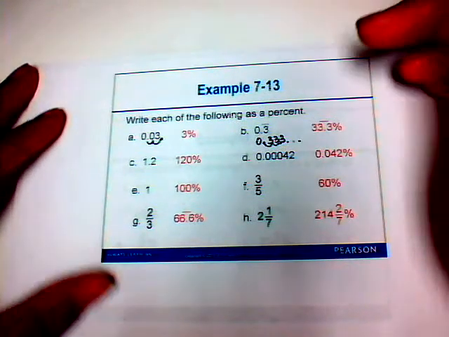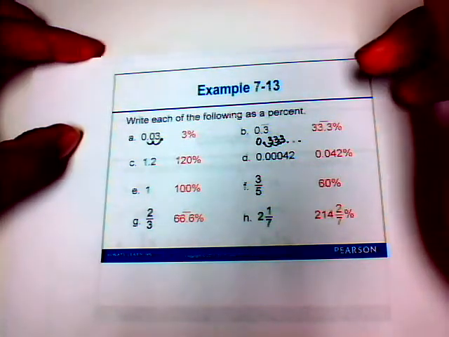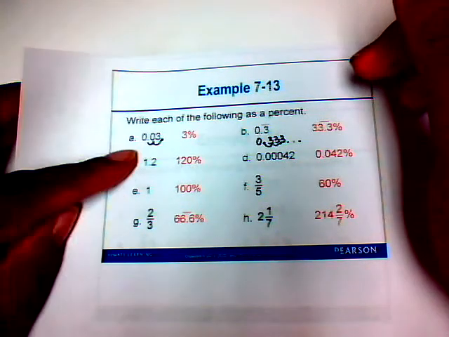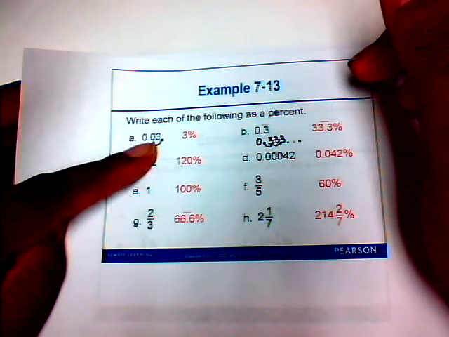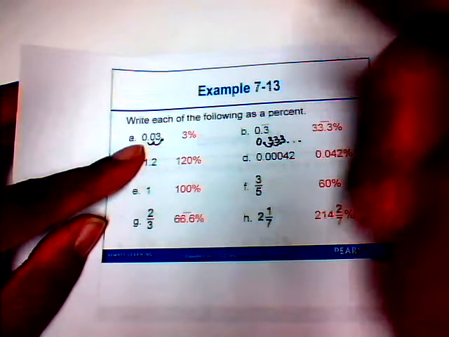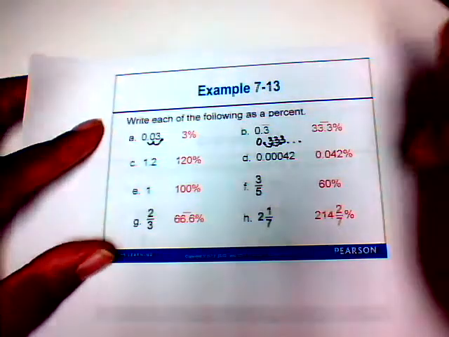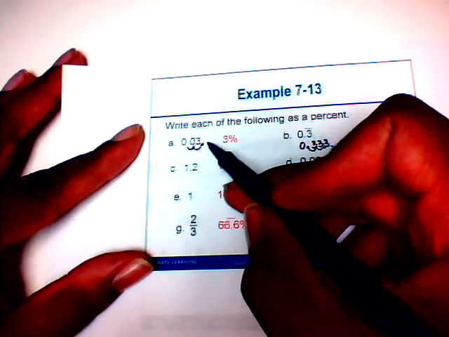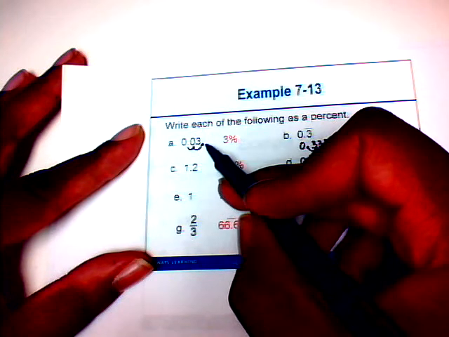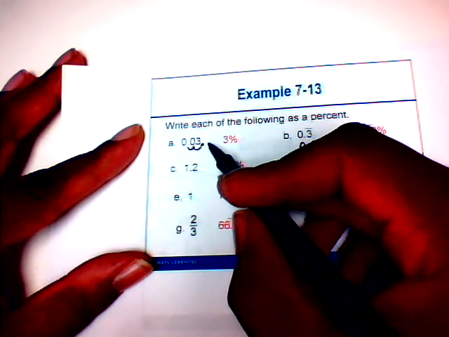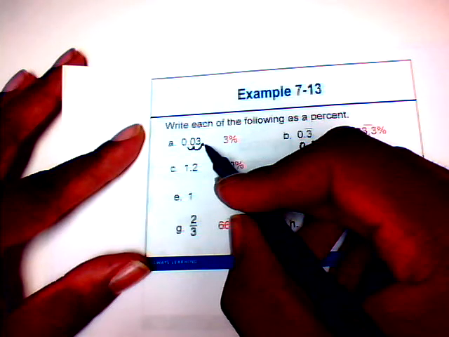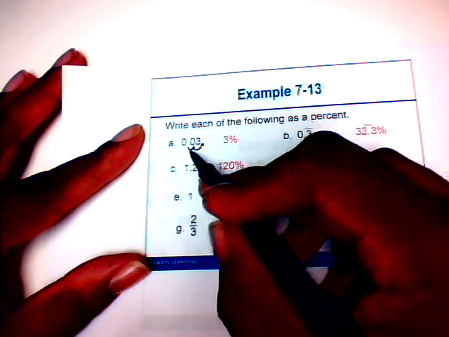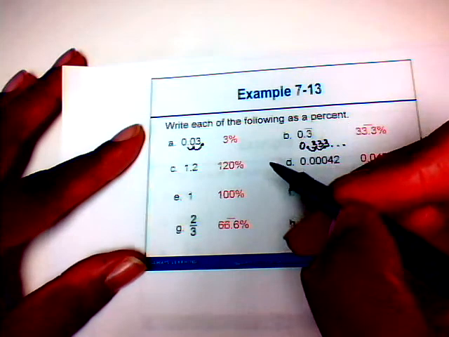But let's look at some of these type of problems here where you want to write each of these decimals and fractions as a percent. 0.03 as a percent. When you're converting a decimal to a percent, you always move the decimal point 2 places to the right. So here we move this decimal point 2 places to the right, so that means it'll end up behind the 3. So you'll have 3%. So 0.03 as a percent will be 3%.